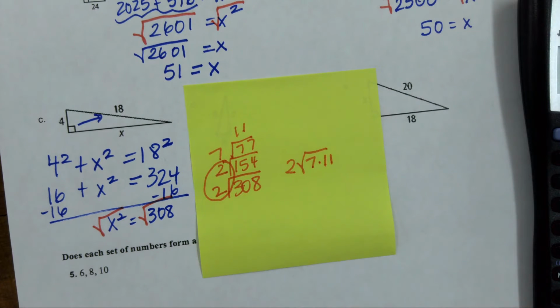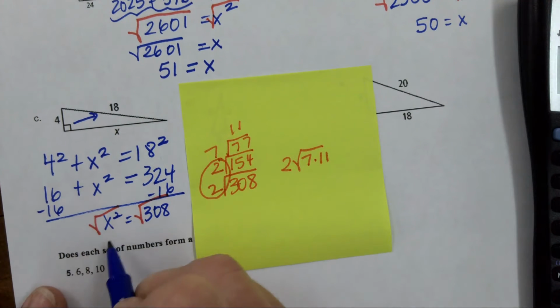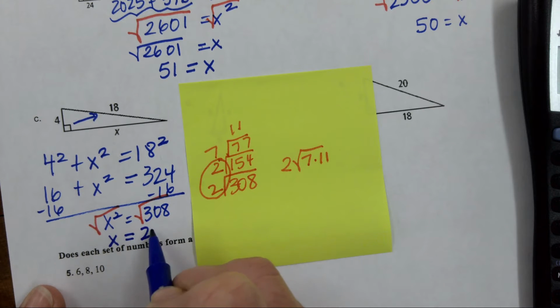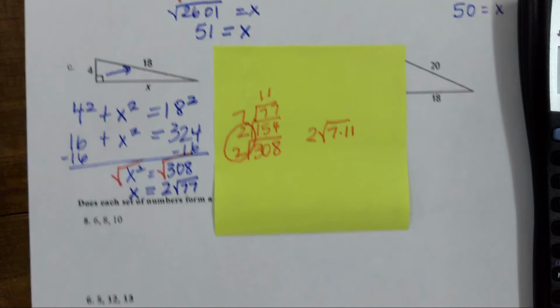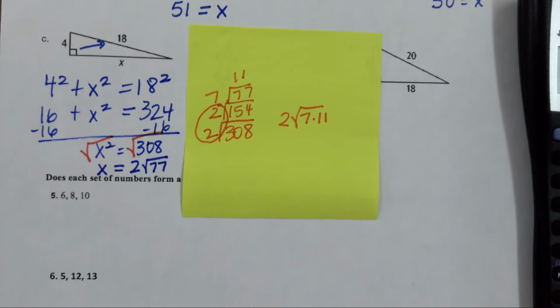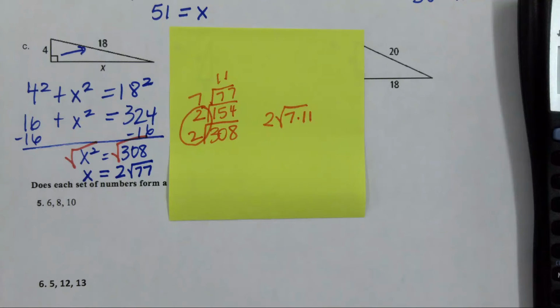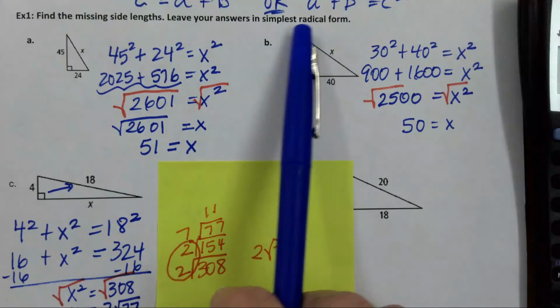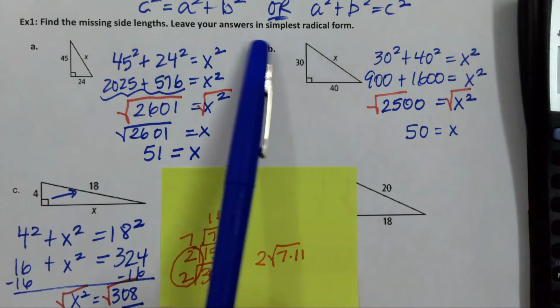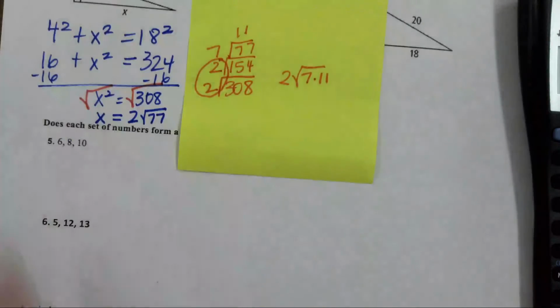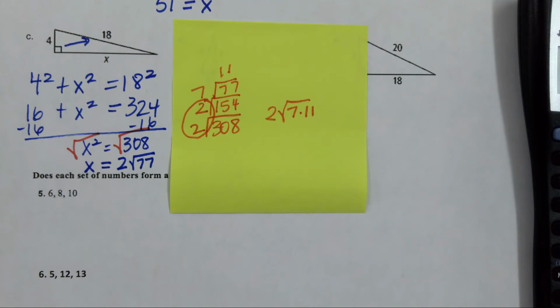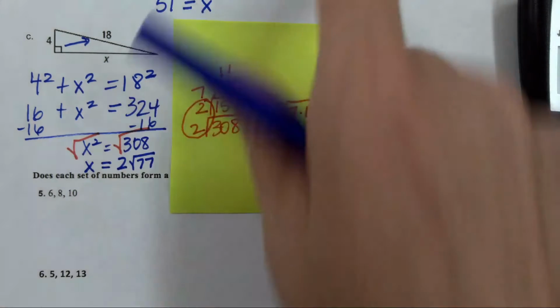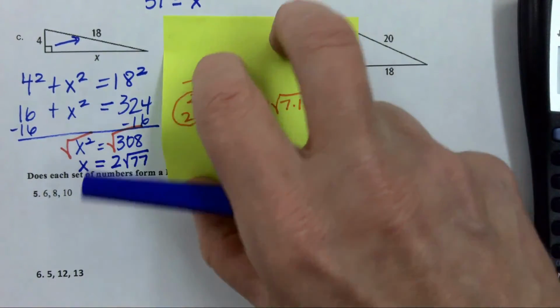So my final answer for x is 2 times the square root of 77. And you do need to write them in simplified radical form. That's what the directions say. Leave your answer in simplest radical form. That means no decimal. Now, occasionally it'll ask you to round to the nearest tenth or round to the nearest hundredth, but right now the directions say simplest radical form, so that's how I want to do it.